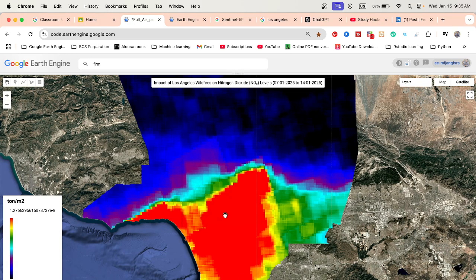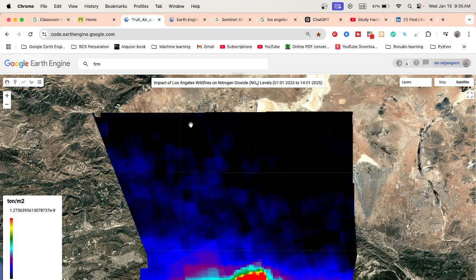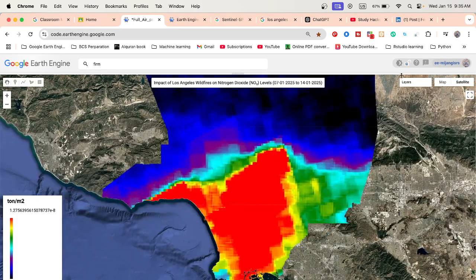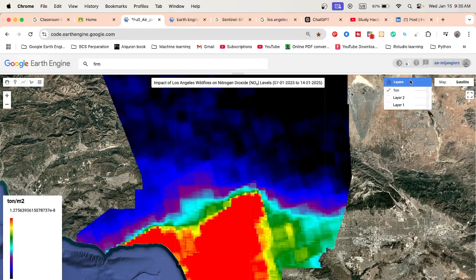We can easily identify this type of place is indicating a high concentration of nitrogen dioxide, okay, due to the fire. Also you can see this type of place is low, okay, we find out from here, but this place, due to the fire, we find out that high concentration. And this map is represented in the ton unit, okay, ton.